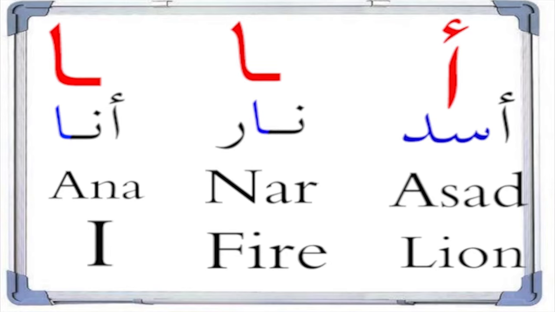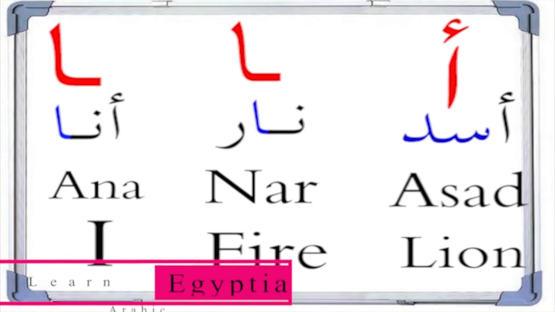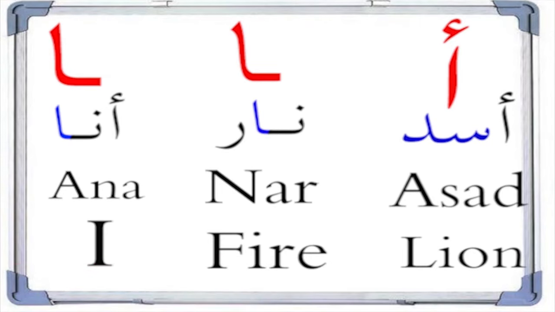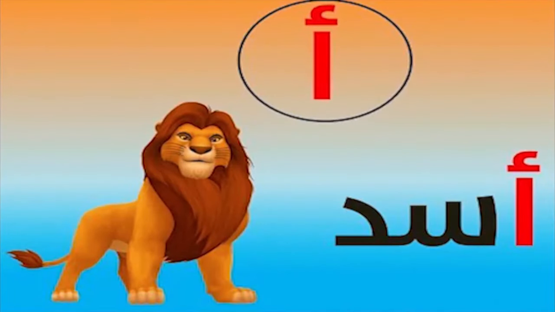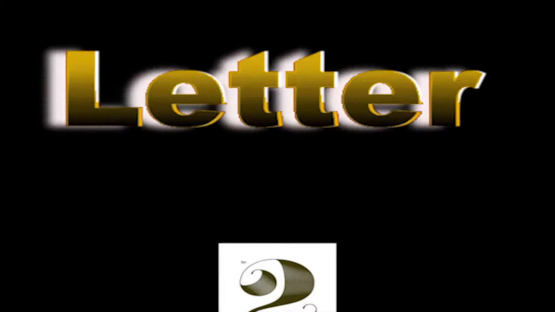The last example is Ana. Ana means I. And here's the letter Alif at the end, as you can see here. And also you can see the letter Alif in the beginning. Asad, lion. Nar, fire. Ana, I. The letter is Alif.